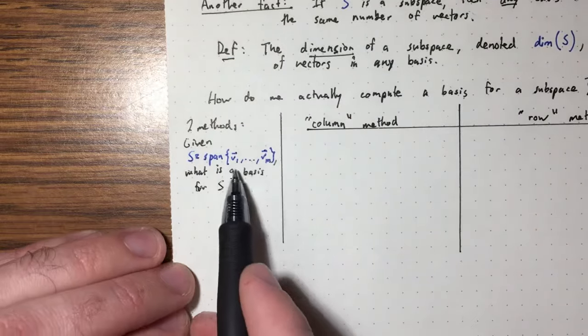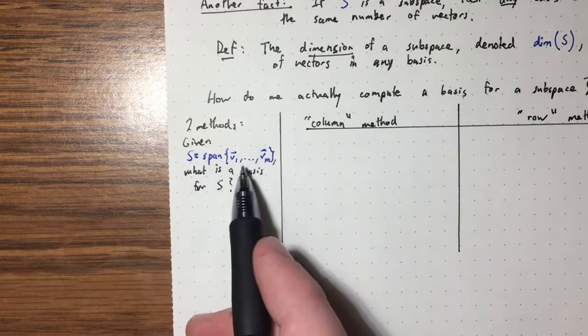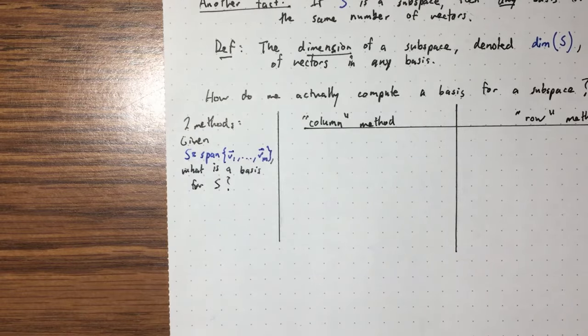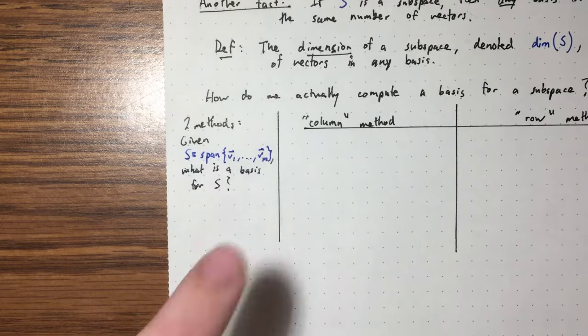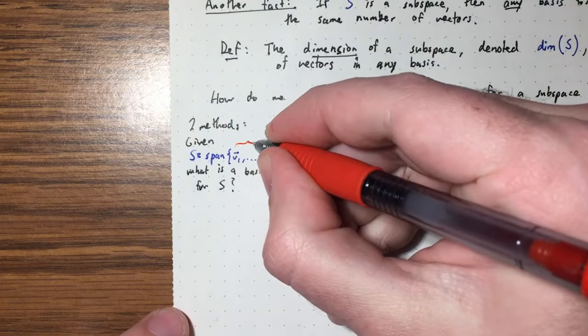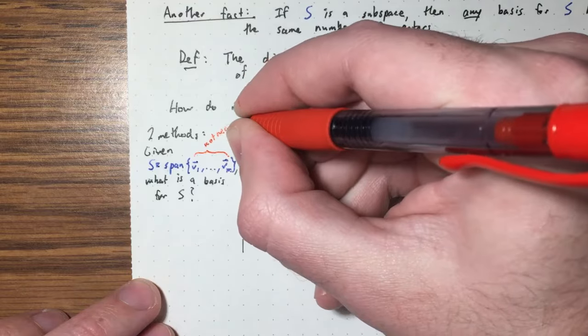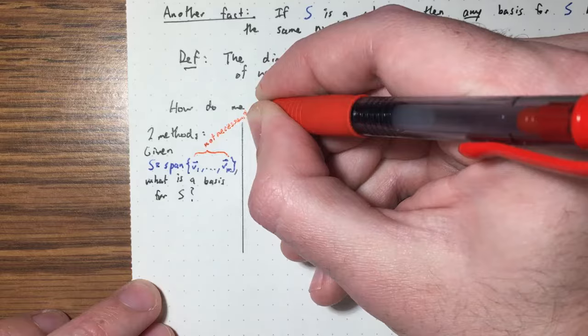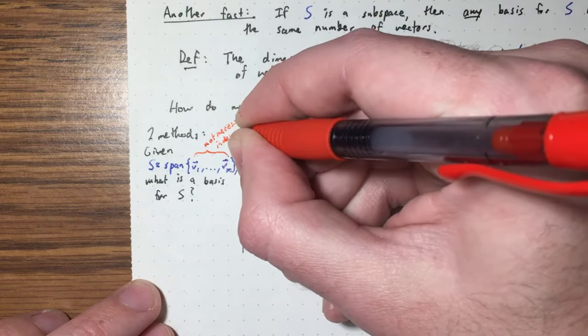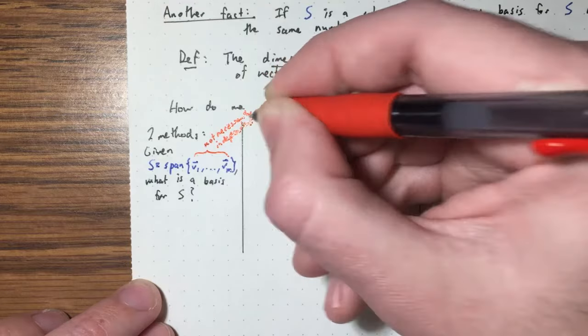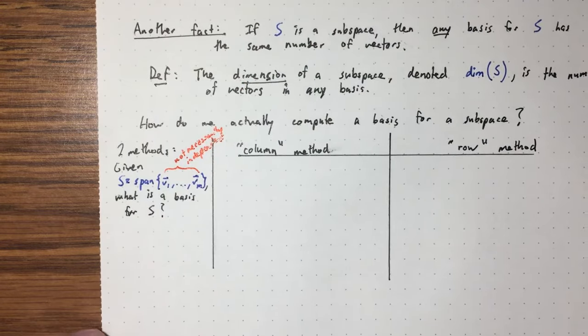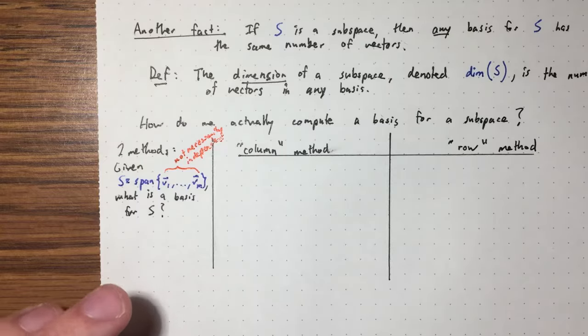Well, you might say, wait a second. If S is a span of these vectors, isn't V1 up through Vm already a basis? Well, the thing is, these might not be linearly independent. So these are not necessarily independent.